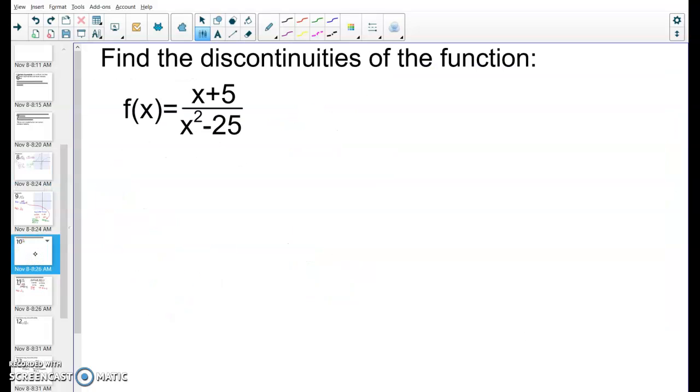Okay, here's another example. I'll do this one with you guys, and then for the next one, I want you guys to pause and try it on your own. So first thing we want to do is figure out discontinuities, so we need to factor. You have a difference of perfect squares in the denominator, so one is plus, one is minus. We're going to list our excluded values over to the side.